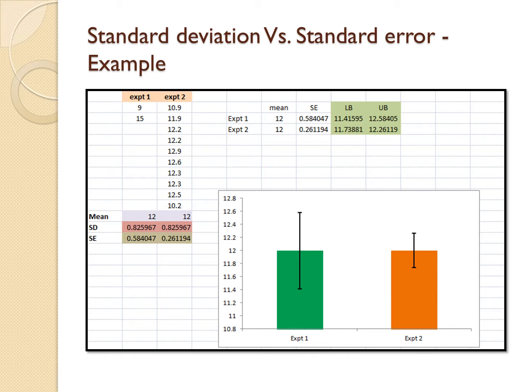However, when we calculated the standard error, as shown in the figure, there is more variability of the mean for experiment 1 compared to experiment 2. For experiment 2, the mean may be as low as 11.739 and as high as 12.261. However, for experiment 1, it could be as low as 11.416 and as high as 12.584.